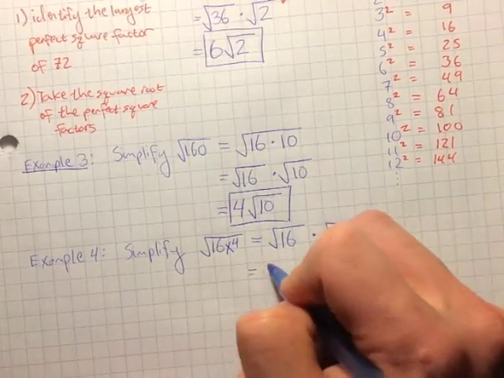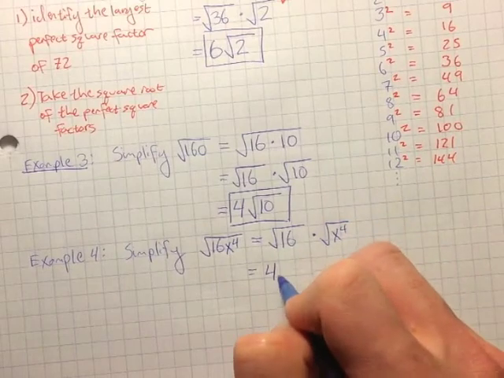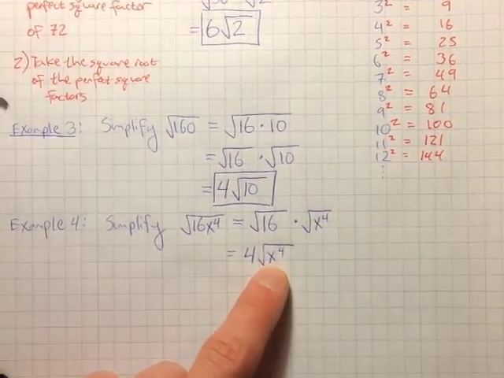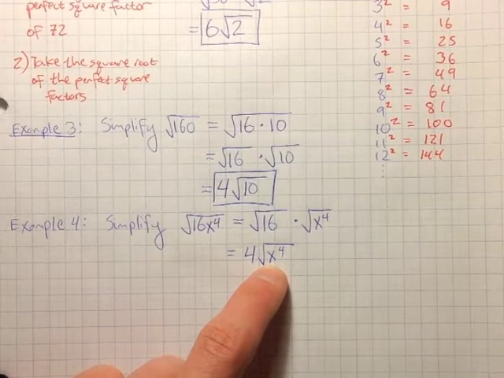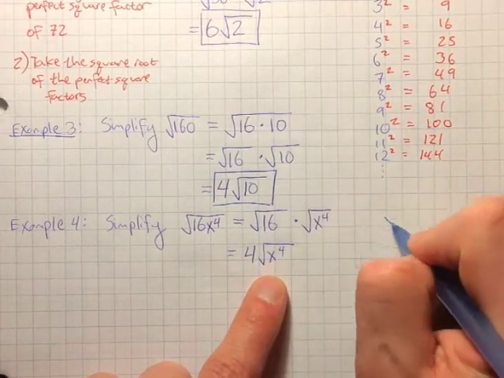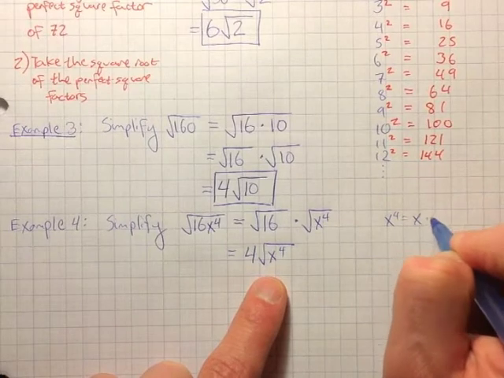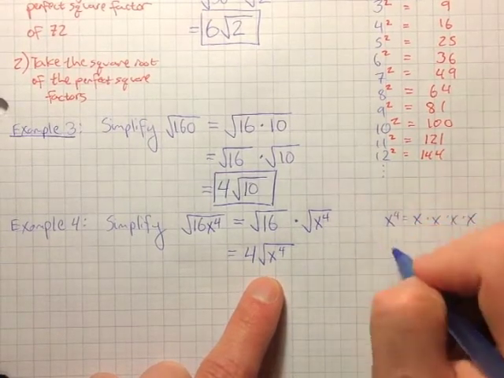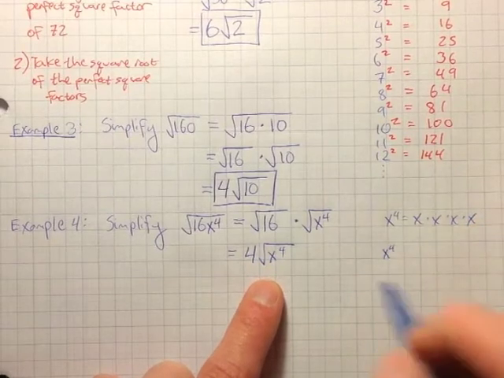Square root of 16 is just 4. But how about the square root of x to the 4th? How in the world are we going to deal with that? Can we deal with that? Why, yes, we can. Remember that x to the 4th is the same thing as x times x times x times x.